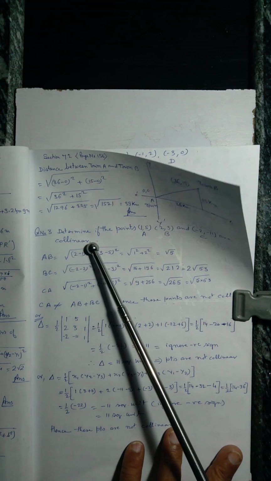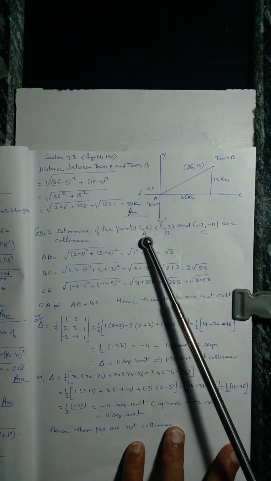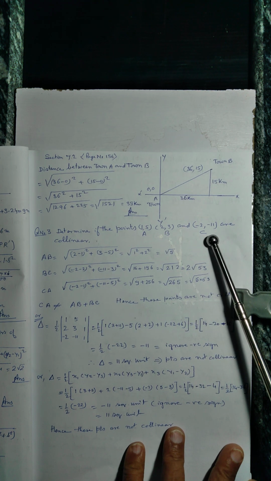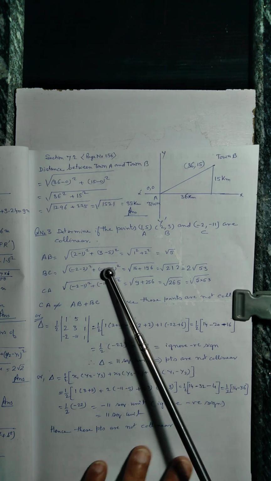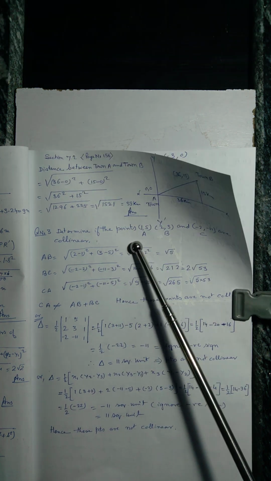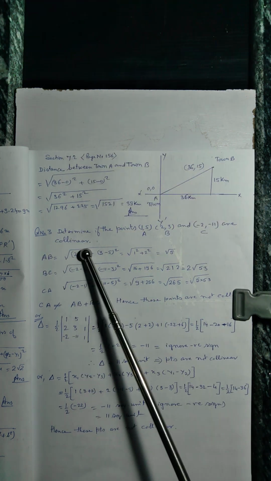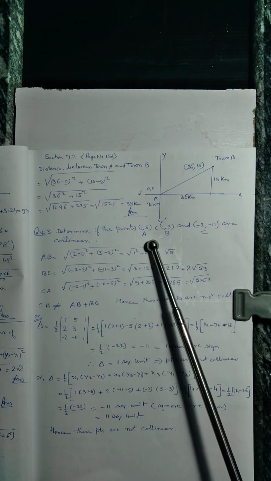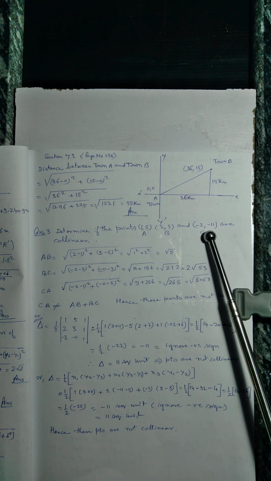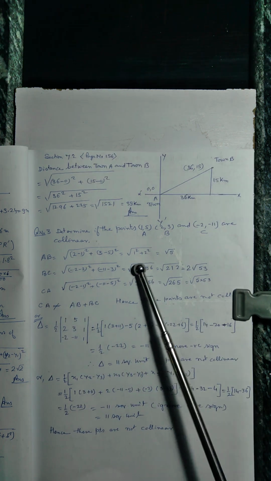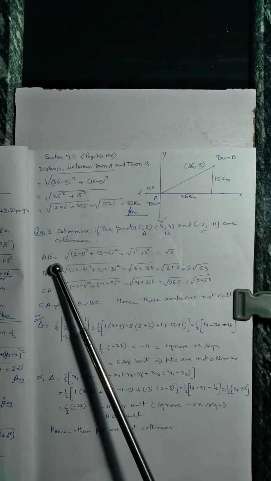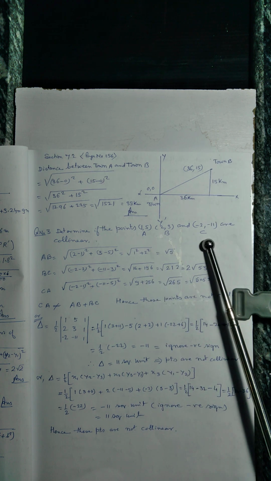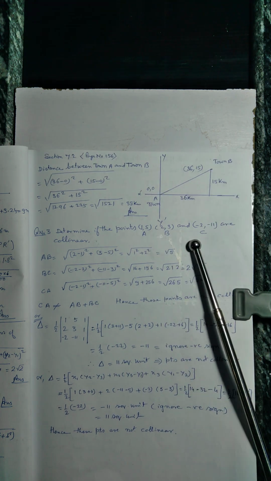Now question number 3: determine if the points (1, 5), (2, 3), (minus 2, minus 11) are collinear. We have to justify whether these points are collinear or not. First of all, we find AB, the distance between A and B, the distance between B and C, and the distance between C and A. If these points are collinear, at that time AC will be equal to AB plus BC.